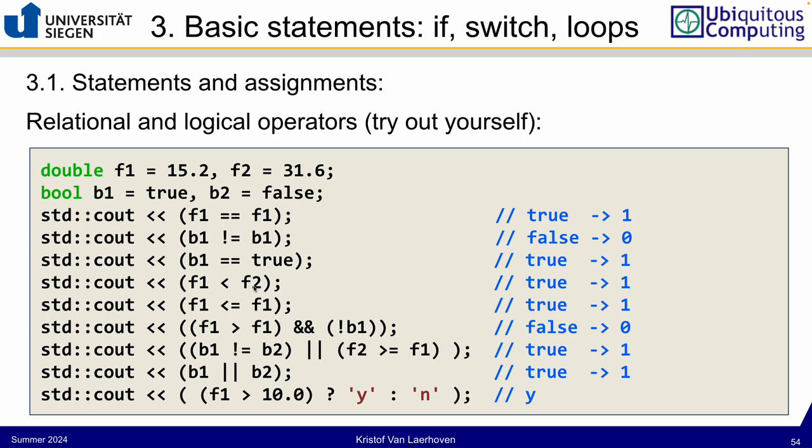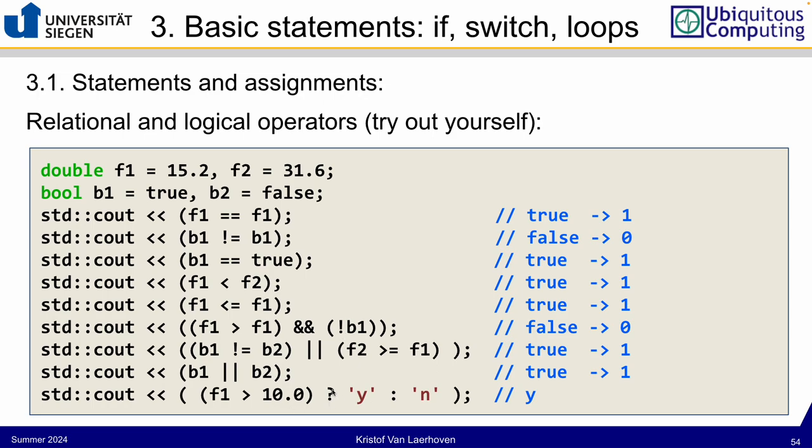This is whether F1 is smaller than F2. This is whether F1 is smaller or equal than F2. And then you can, of course, chain things together. You can say if F1 is bigger than F1, and if B1 is not true, then you have basically this being a true or a false statement. Right? And then you will get true or you get false back. This is an OR. And this is an AND. So I hope you remember from your logical classes what happens when we have then, for instance, false and true, or false or true, and what that returns.